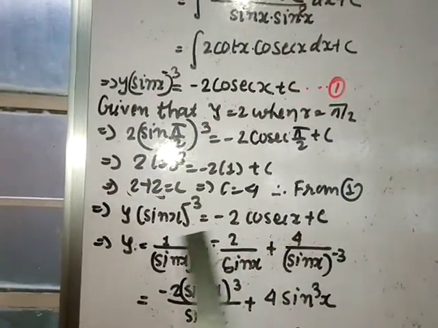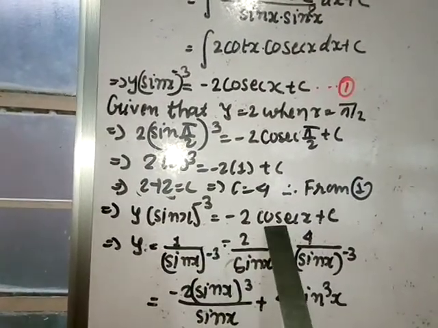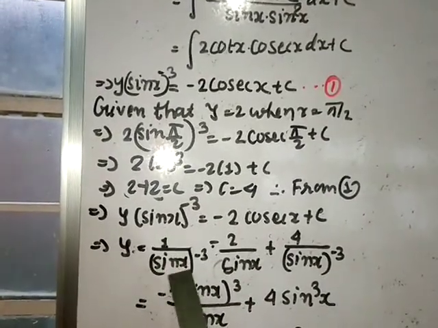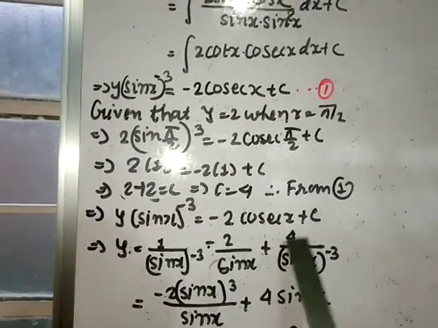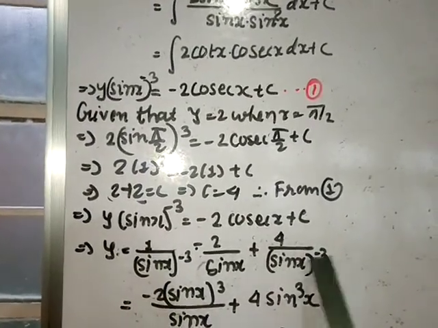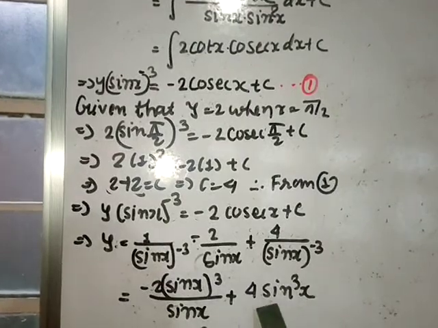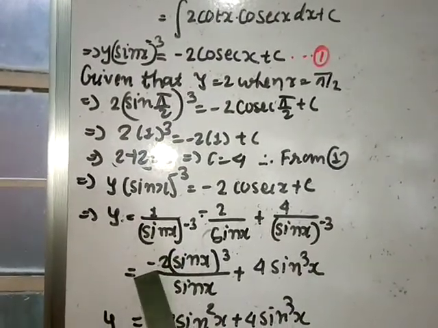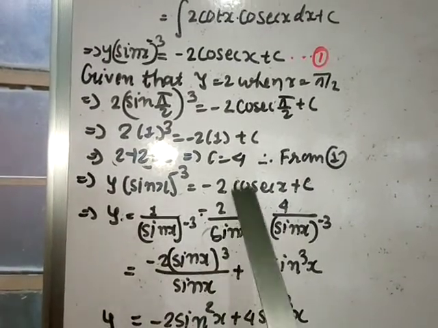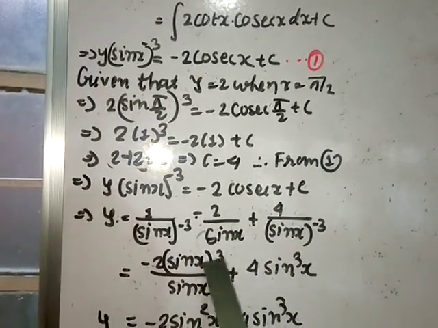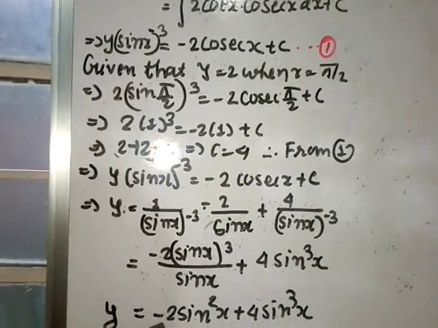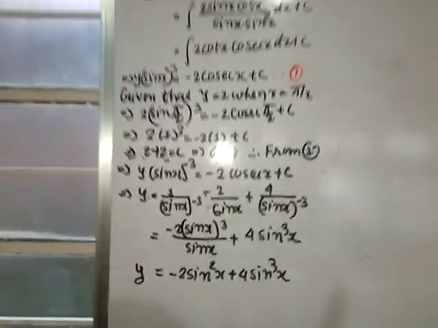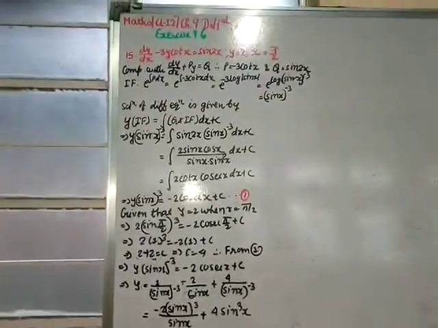C value is 4. Also I am transferring sin x power minus 3 over here. So y equal to minus 2 divided by sin x, and this I am transferring, so sin x power minus 3, this is product, equal to 4 by this, you transfer sin x power minus 3. This take in the numerator with a positive sign, so 4 sin power 3 x, and here minus 2 sin x power 3, and here this cosec x is written as 1 by sin, so 1 sin cancels, so you get y equal to minus 2 sin square x plus 4 sin power 3 x. So that is the solution for question number 15.